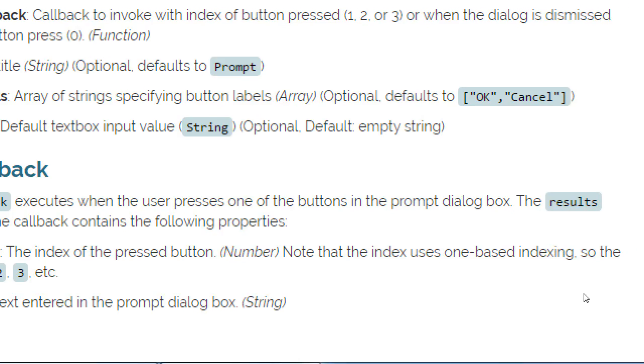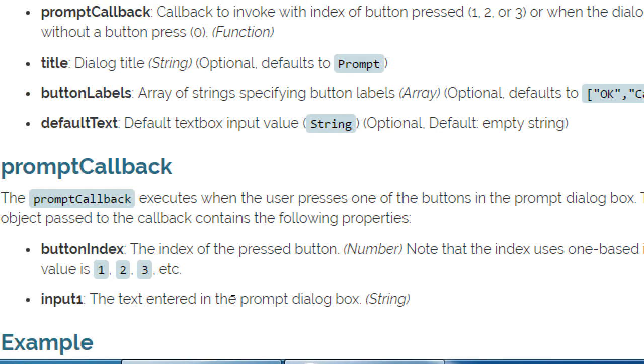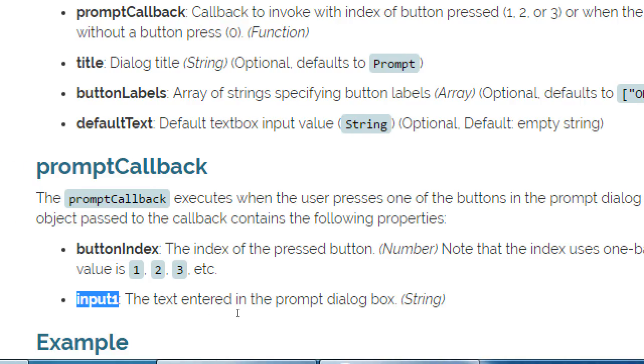Note that the index uses 1-based indexing, so the value is 1, 2, or 3, which is completely against most of what is always used when we count things. We start counting with 0 in most computer languages. Here we need to keep track that 1 is the first one, and 2 is the second, and 3 is the third button, not 0 or 1 or 2. It's 1, 2, 3. So we will be able to tell exactly which of the 3 possible buttons the person clicked on. It was either button 1, button 2, or button 3. And whatever they typed into the input box gets passed back as the input1 property.